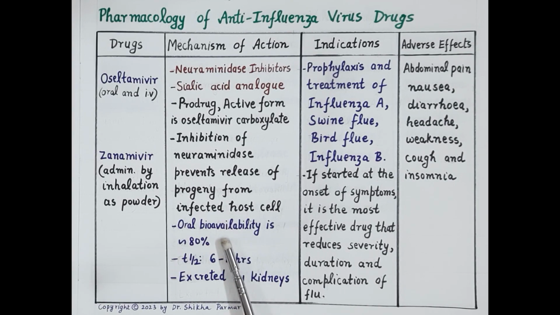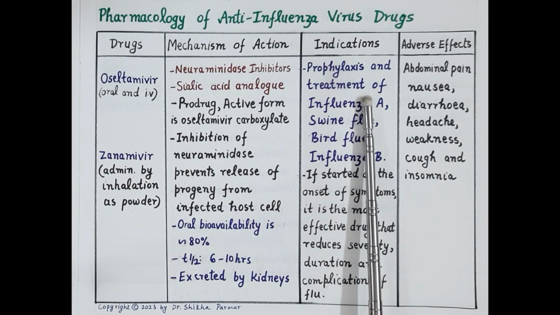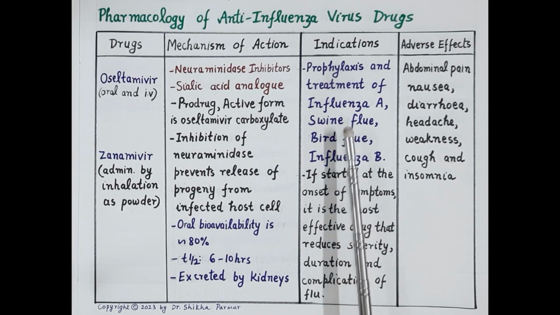Now, oral bioavailability of oseltamivir is around 80%. Its half-life is 6 to 10 hours and it is excreted by the kidneys. Now, oseltamivir is indicated for the prophylaxis and treatment of influenza A, swine flu, bird flu, and influenza B.